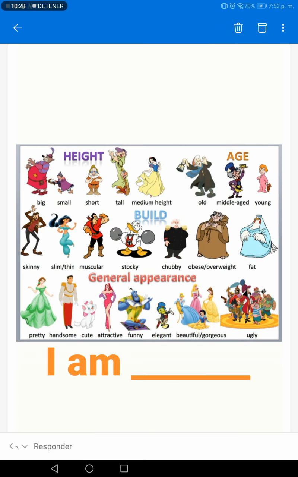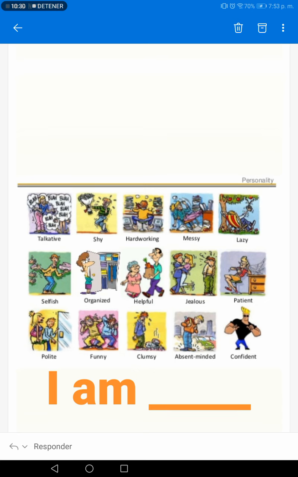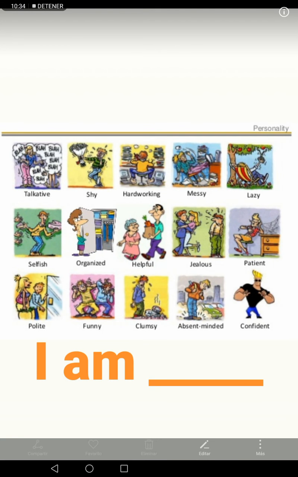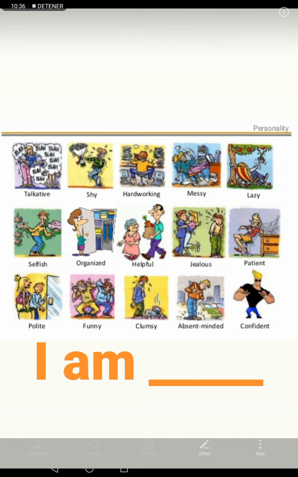So let's check the last image with vocabulary. We have these adjectives that describe your personality. The previous ones were about appearance. Los pasados describían la apariencia, ahora vamos con personalidad, tu manera de ser.